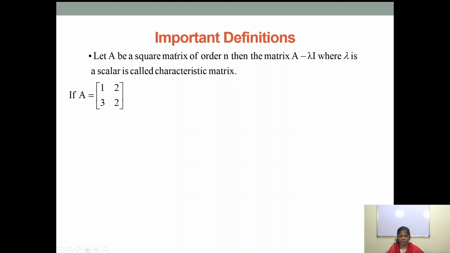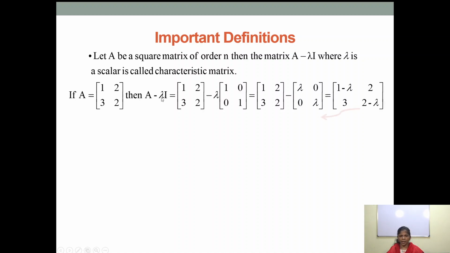Let us see this with the help of an example. If A is the matrix 1, 2, 3, 2, then A minus lambda I is equal to A minus lambda times I. What is I? I is an identity matrix of the same order, 1, 0, 0, 1. We multiply this matrix by lambda, so we get this matrix.